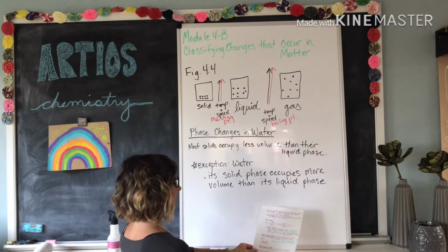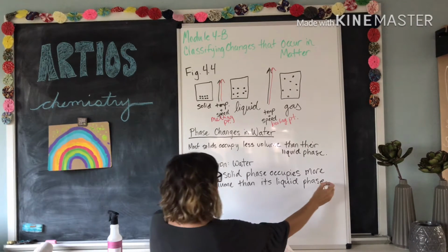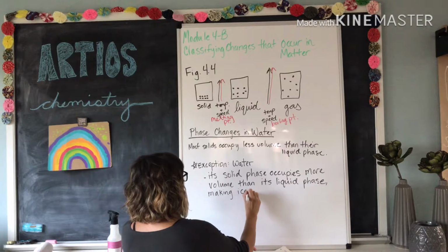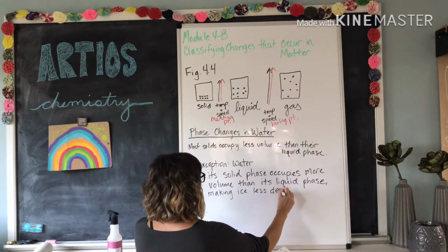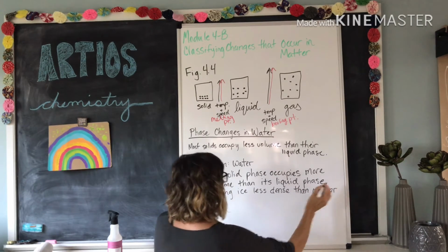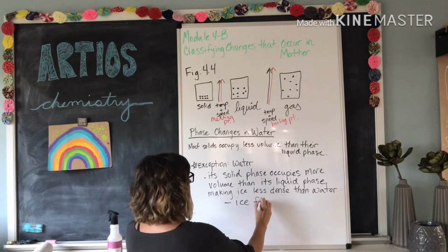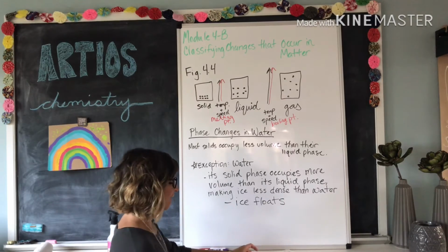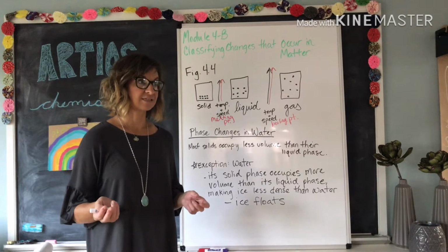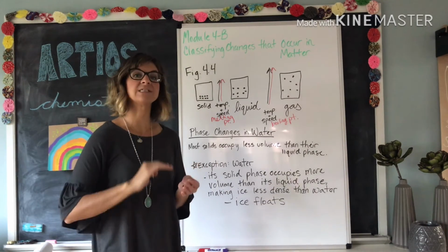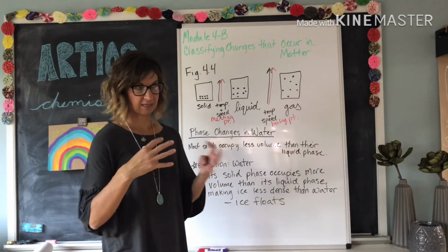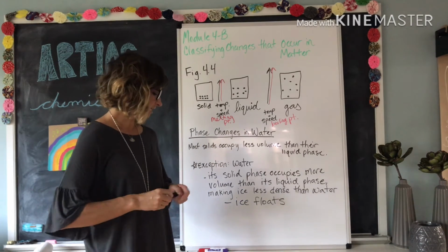Its solid phase occupies more volume than its liquid phase, making ice less dense than liquid water. Which means ice would float on top of liquid water, right? Other substances have a solid phase which is more dense, and so their solids would sink if introduced to their liquid phase. The solid would sink to the bottom before it started to melt, and then they would kind of even out. But water is the exception.